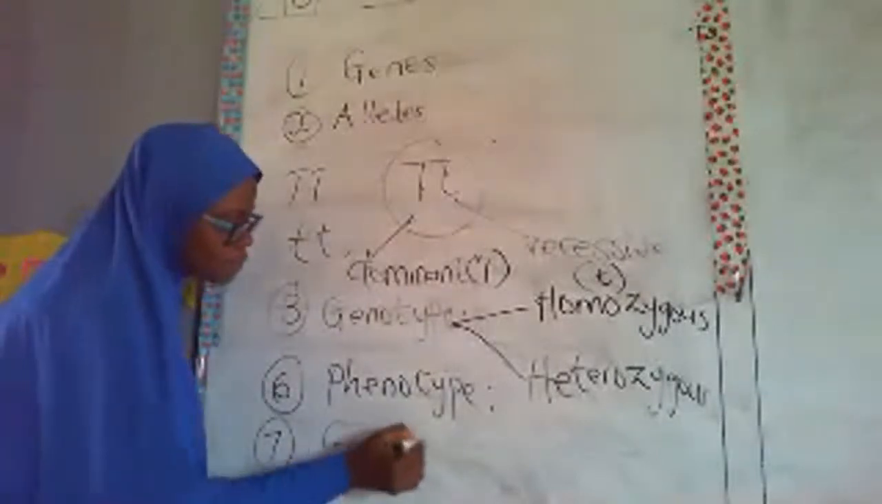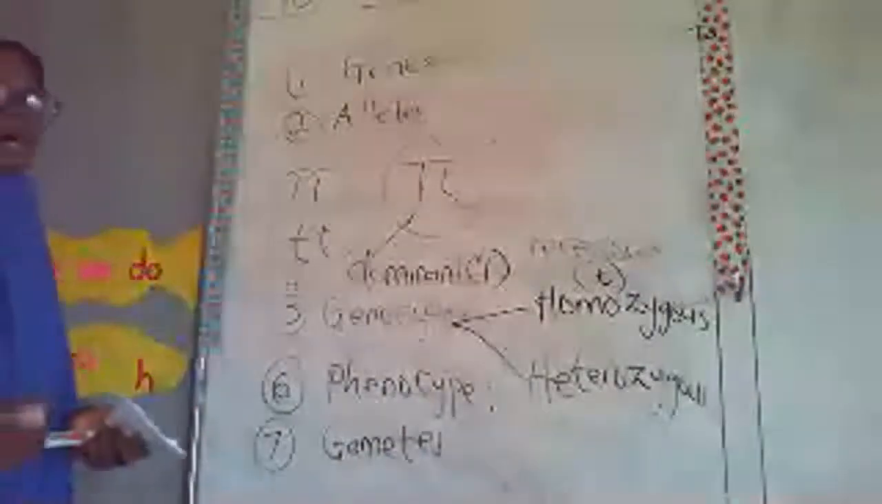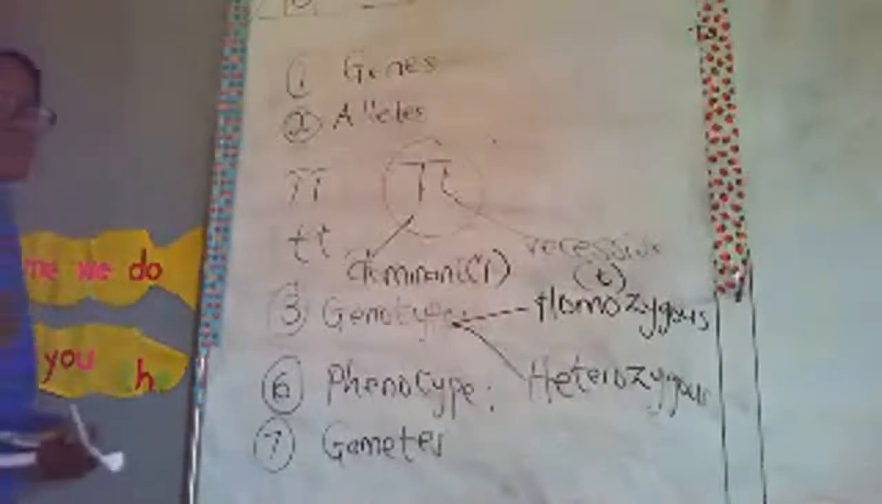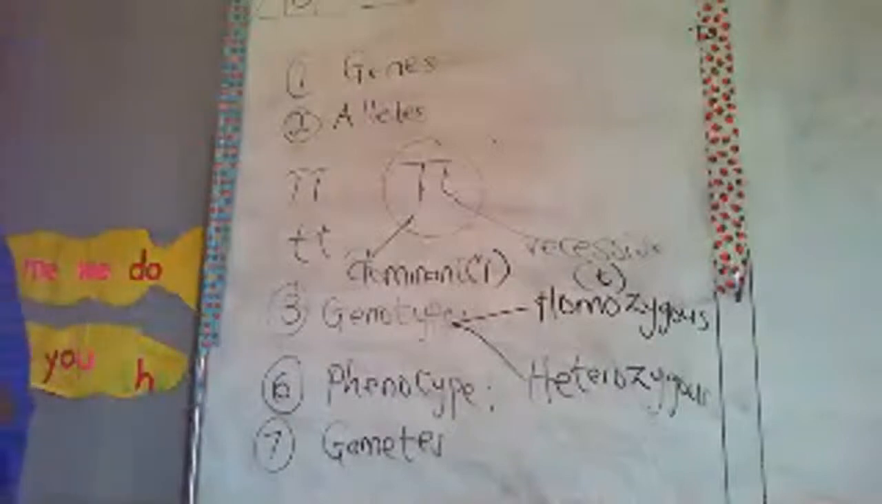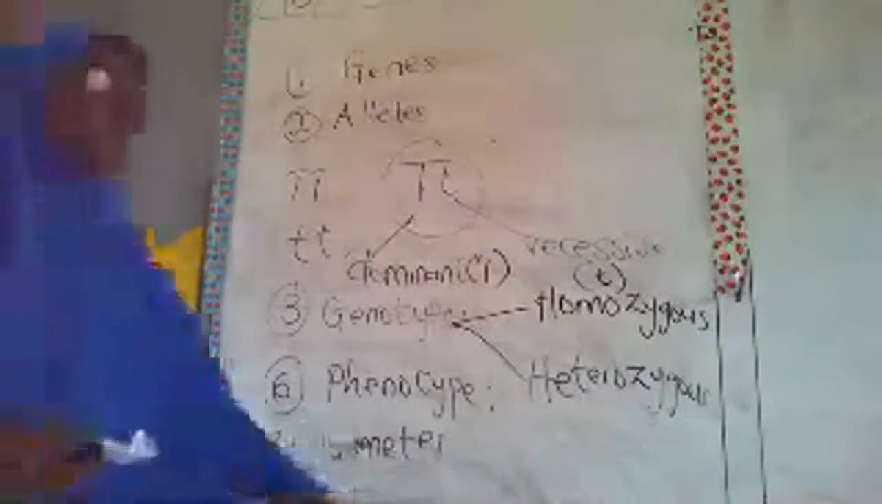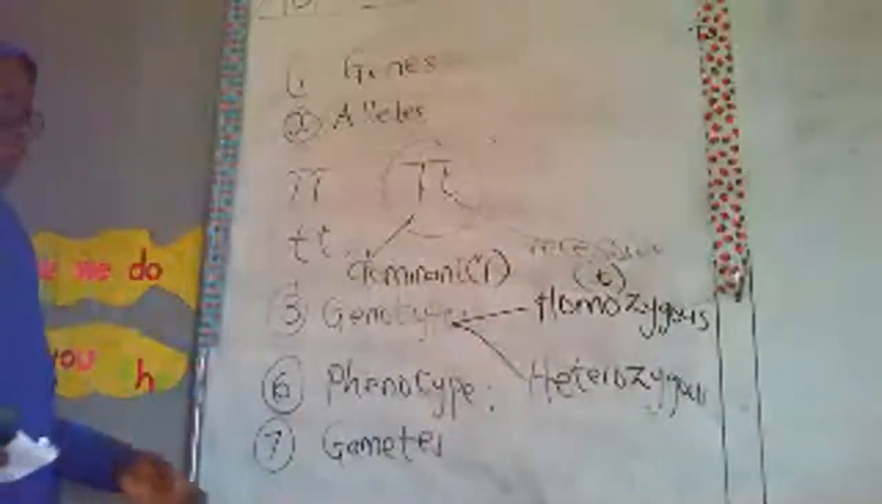Then, let's talk about the gametes. Gametes are mature sex cells that take part in sexual reproduction. So it's a mature sex cell that takes part in sexual reproduction. Just like I said last week, we have the male gametes, we have the what? The female gametes. Do you understand?